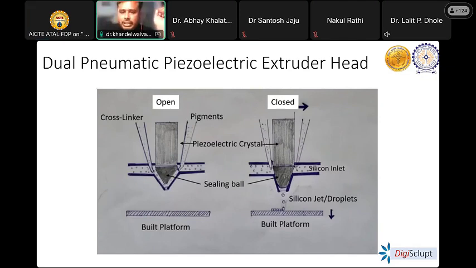And then when the voltage is applied, this nozzle gets closed and it extrudes the amount of silicone which is collected into this well with the cross-linker and the pigment. So this is a kind of technology which we are developing at IIT Jodhpur.